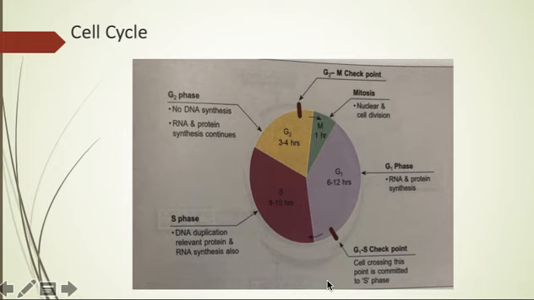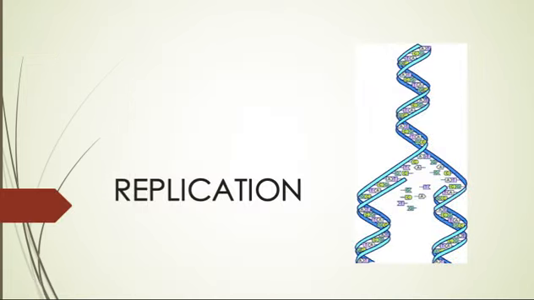So now when we finish the cell cycle, the next topic that we have to know about is replication. Okay, so under replication you should know what is the definition, what are the different stages or the steps of replication. Okay, and then you should also know what are the inhibitors of replication, and also you should know the difference between the eukaryotic and the prokaryotic replication.